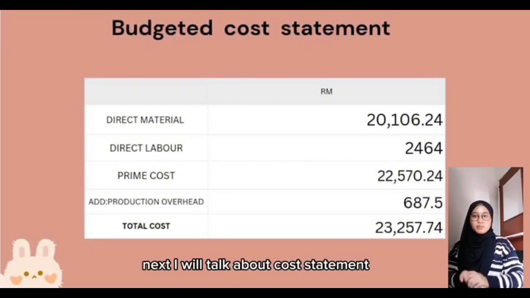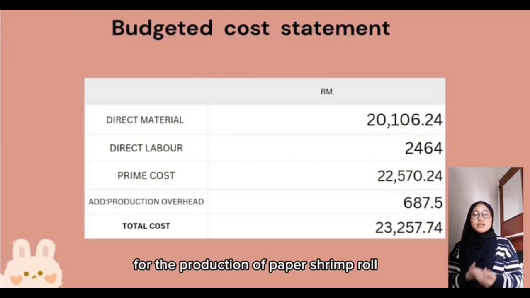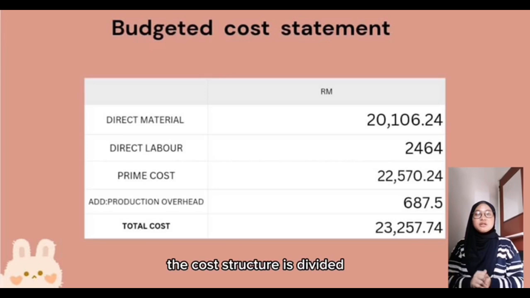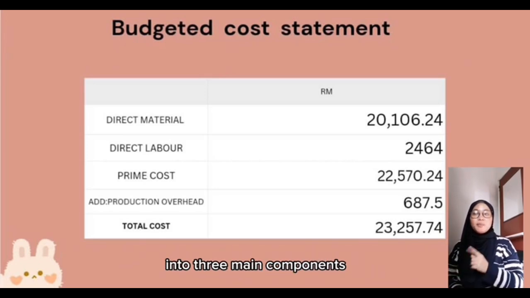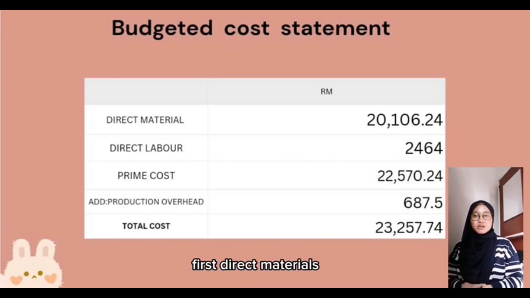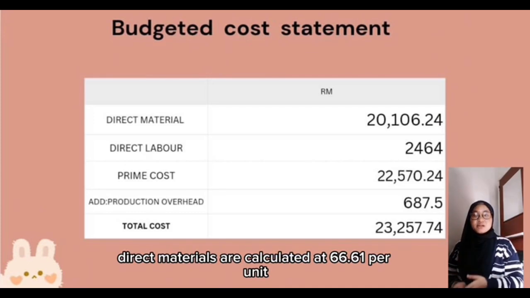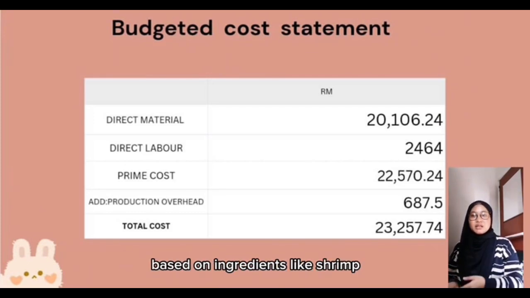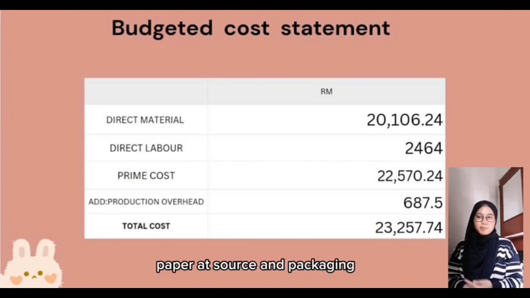Next, I will talk about cost statement. For the production of paper shrimp roll, the cost structure is divided into three main components. First, direct materials. Direct materials are calculated at RM6.61 per unit based on ingredients like shrimp, spring onion, rice paper, sauce, and packaging.